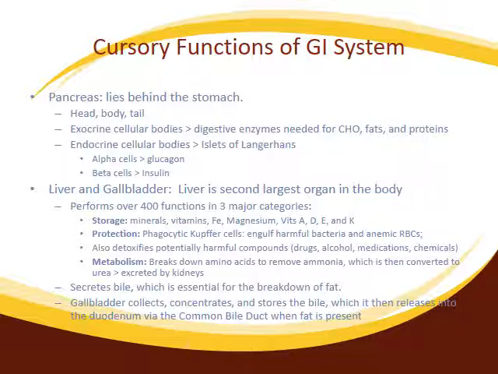Very important function. The metabolism it provides, it breaks down amino acids to remove ammonia, which is then converted to urea, which is then excreted by the kidneys. So you see how vital that liver is on the most very basic of levels. The liver also secretes bile, which is essential for the breakdown of fat. And the gallbladder, that would actually be the gallbladder. I'm sorry. The gallbladder secretes bile, which is essential for the breakdown of fat.